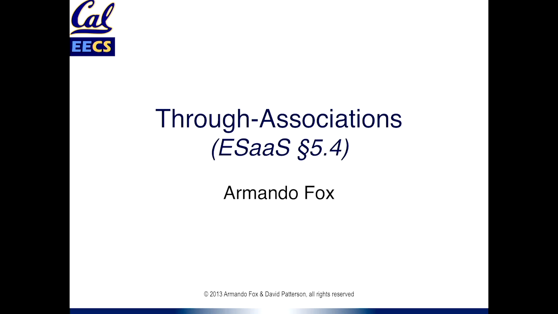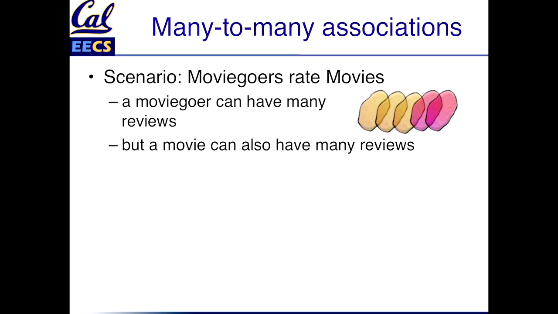OK, so now let's get to the more interesting part of what we can do with associations. And this concerns the motivation of what if you want to express a relationship that's actually many-to-many? Because if the scenario now is we've already done movie has many reviews, but now let's introduce the concept of a moviegoer, which is someone who writes the reviews. So clearly a moviegoer can have many reviews, but a movie can also have many reviews. So there's relationships being implied here that are really many-to-many, right?